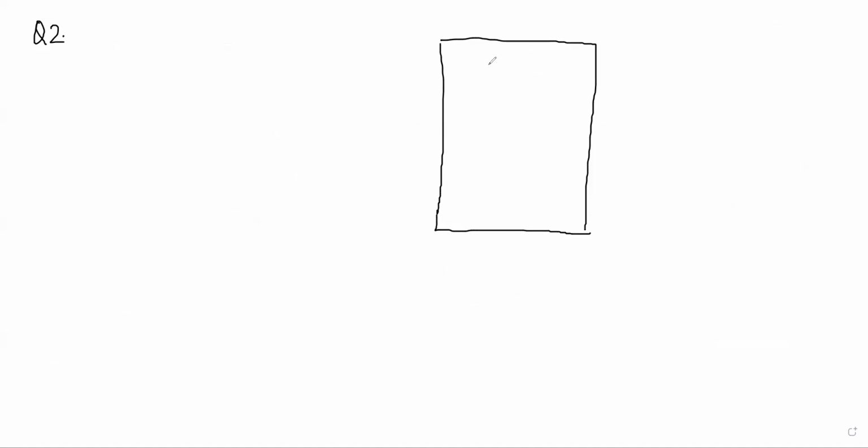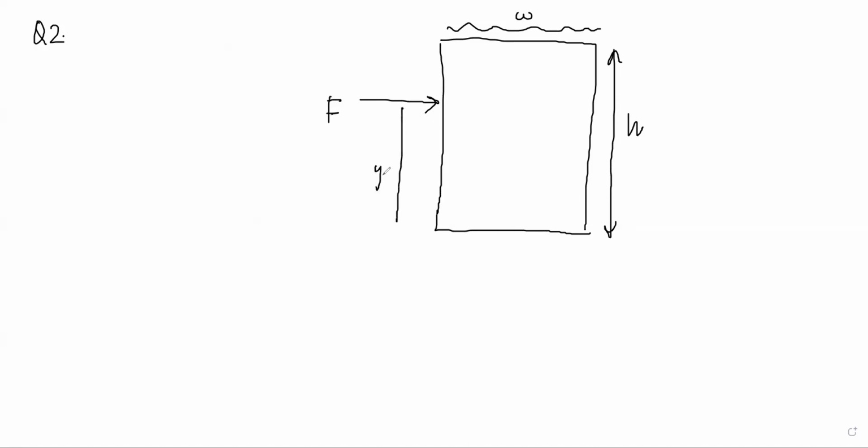This is a rectangular block. The width here is W. The height is H. And there is a force acting on the block. The force is being applied at a height of y, okay? And it is on the ground. The coefficient of friction is mu on the ground.